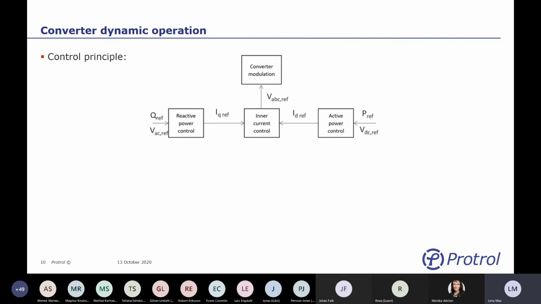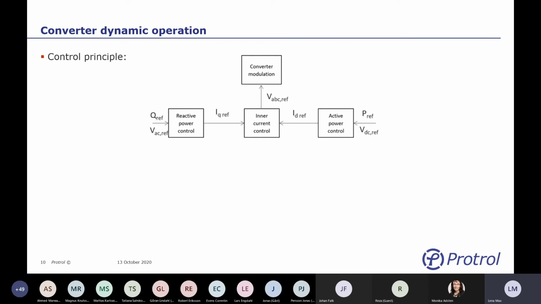And looking at the dynamic operation of the converter, the aim of the converter is often to control the active and the reactive power. And this could either be just a set point given to the converter, or it can be a result from a voltage controller. For example, an AC voltage controller can give the reactive power, and a DC voltage controller can give the active power.